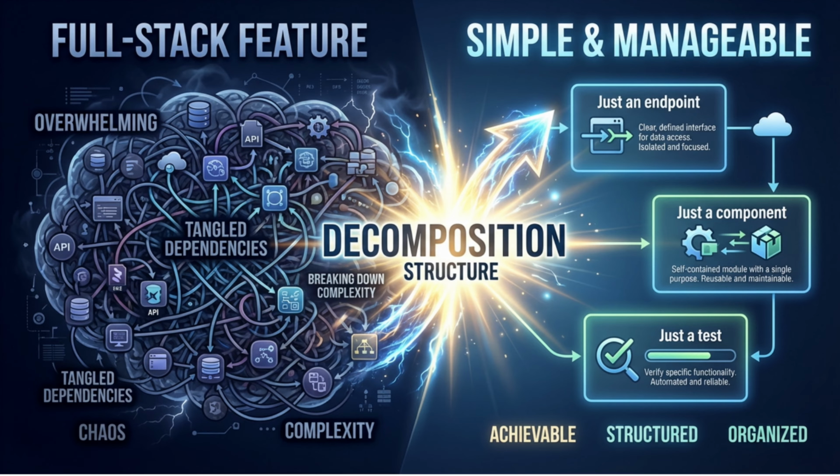The backend loop is just another endpoint. The frontend loop is just another component. The E2E loop is just another test. You already know how to do each of these in isolation. Full-stack work is just doing them in sequence with validation between each step.